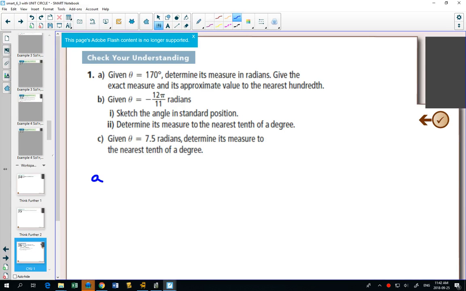Part A. We now have that theta is 170 degrees, and we want to figure out how much that is in radians.